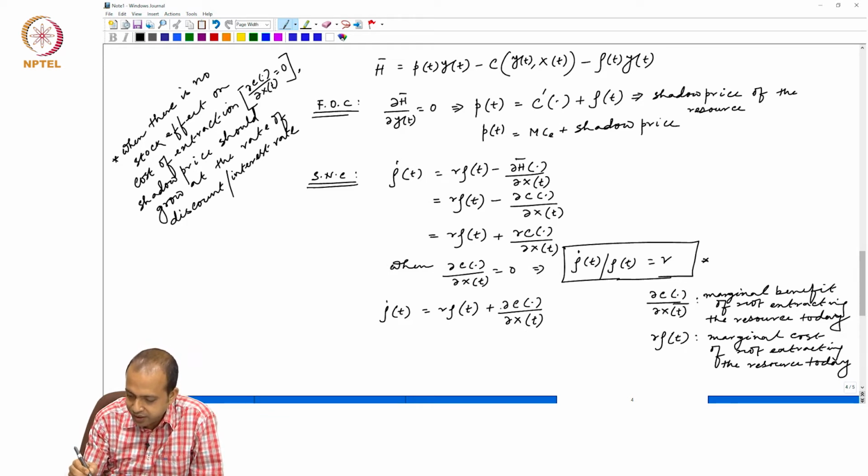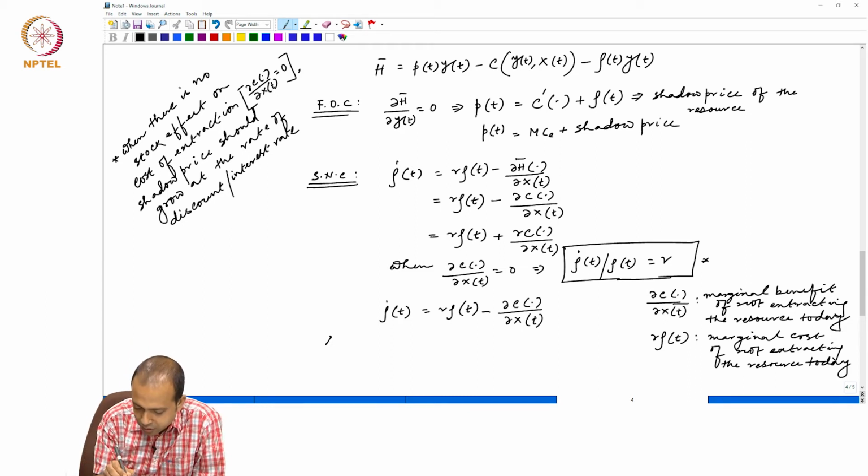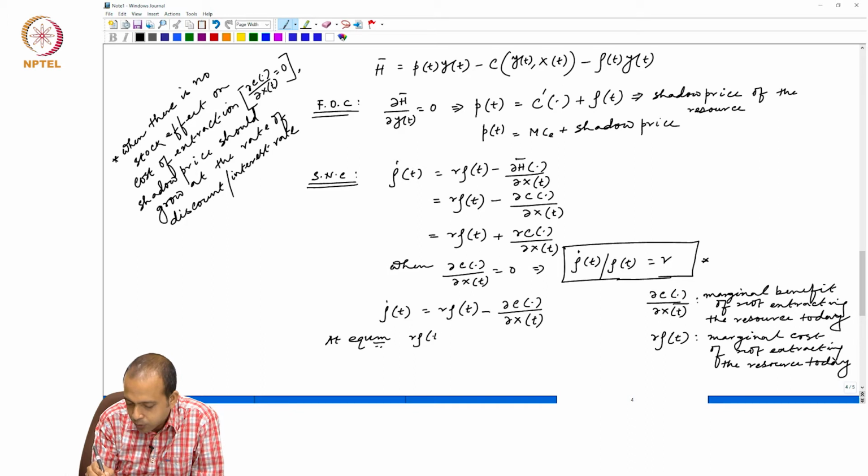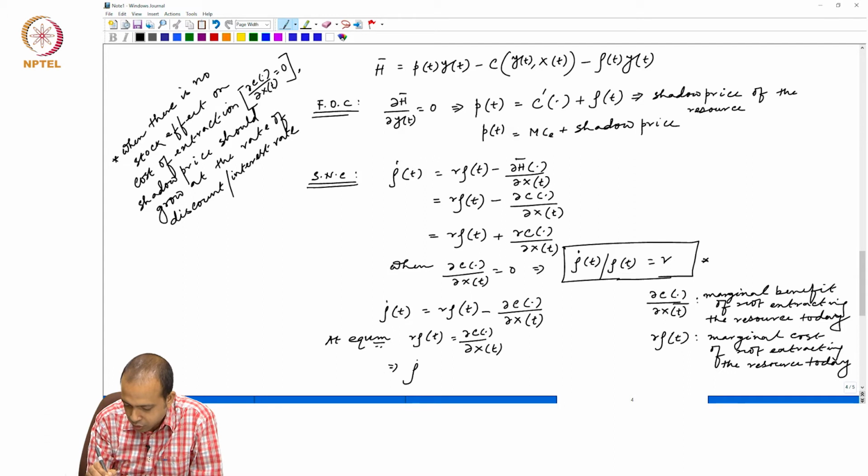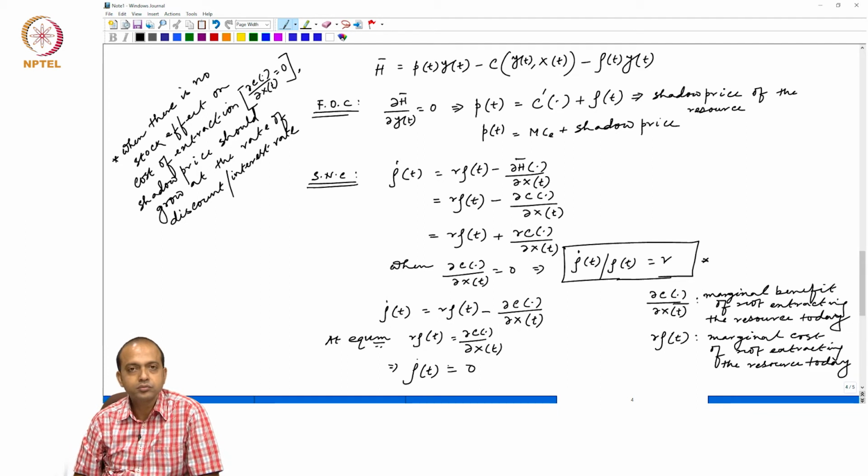So, here we can write this condition as the negative of the original expression. So, at equilibrium, R into rho t should be del C dot del x t, which implies rho dot t should be 0. Rho dot t should be 0.